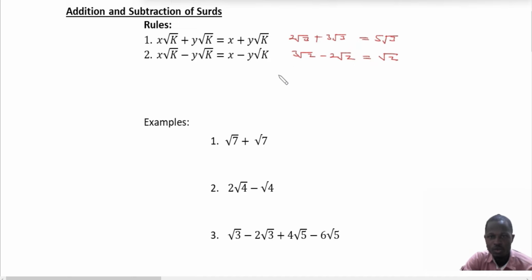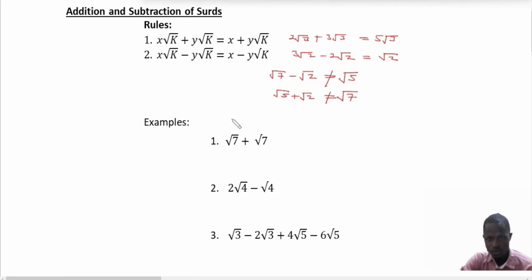Remember, root of 7 minus root of 2 is not equal to root of 5. Don't ever make that mistake. And likewise, root of 5 plus root of 2 is not equal to root of 7. Don't make this mistake whenever you are solving. So you only add surds with the same root.